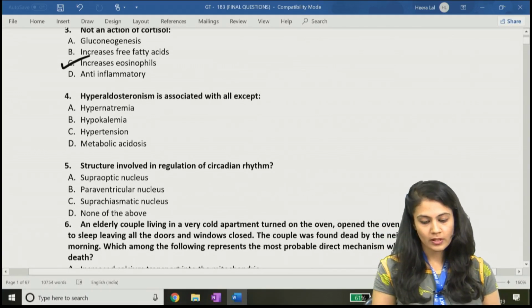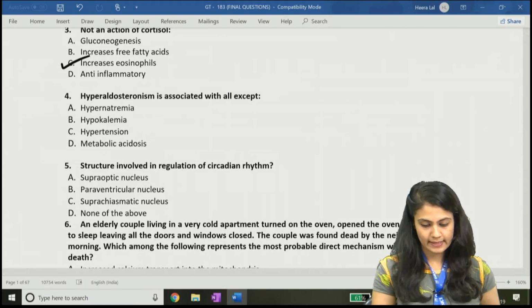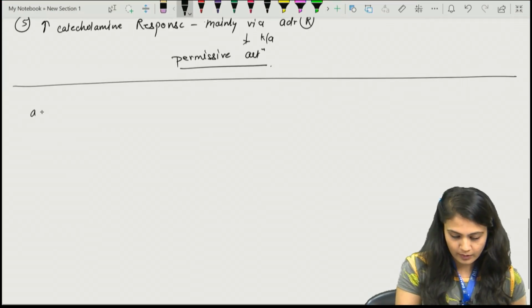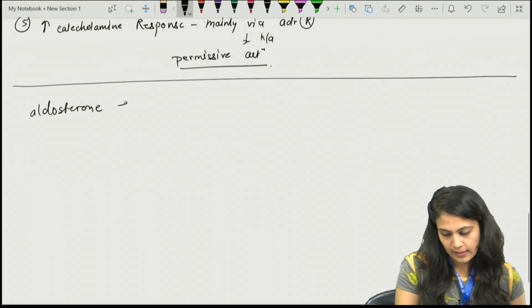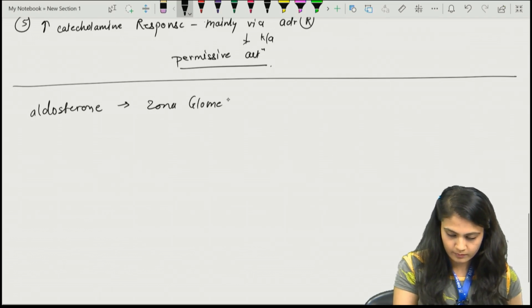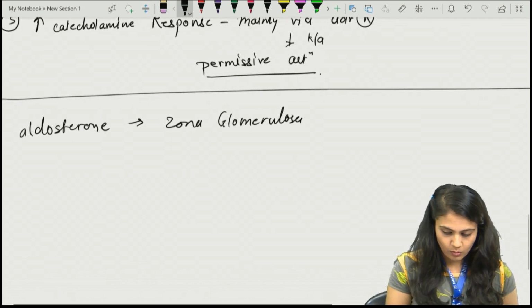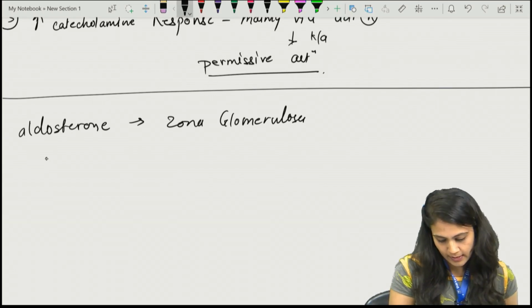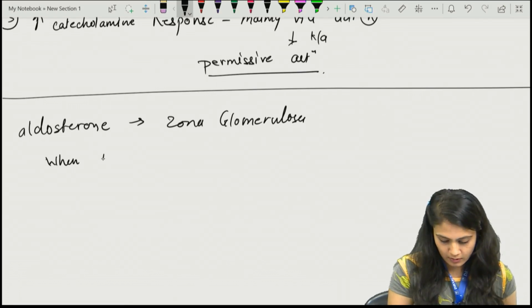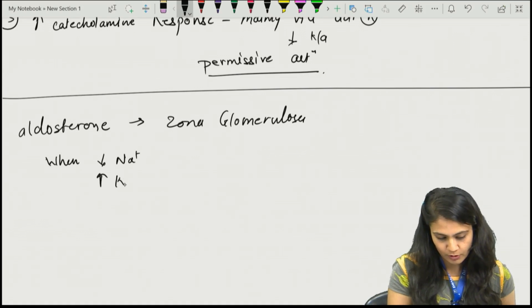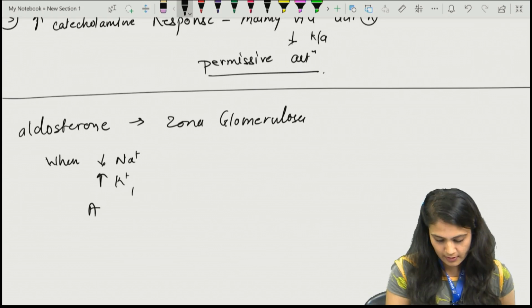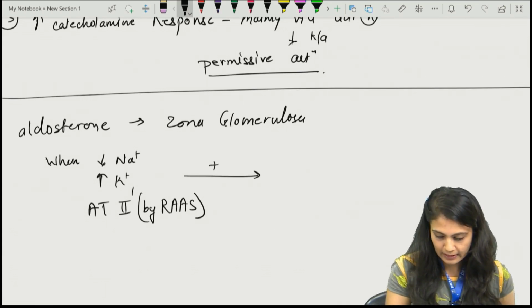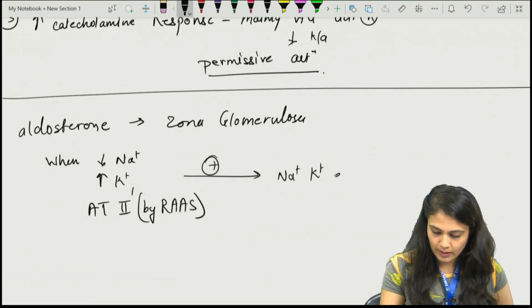Moving to the next question, fourth question: hyperaldosteronism is associated with all except. So first of all, let's see a few facts about the aldosterone. As we know, aldosterone is released by zona glomerulosa. What is its function? It activates the sodium potassium exchanger. When the sodium level is decreased, or the potassium level increases, or the stimulus AT2 is increased by the RAS system, what will happen? They will ultimately activate the sodium potassium exchanger in the kidney.